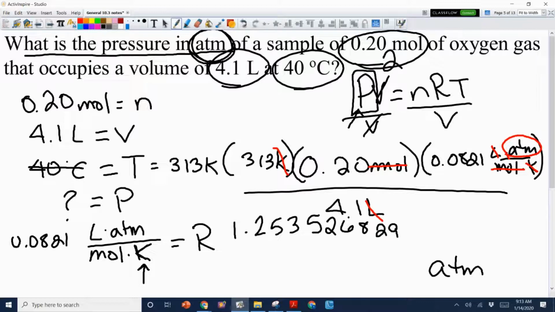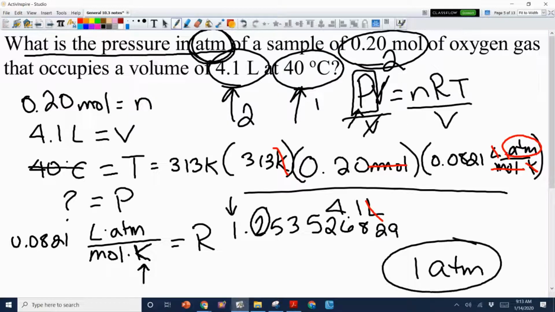So here we have 2. Here we've got 2. Here we have 1 sig fig. 40 degrees Celsius is 1 sig fig. So our answer is going to be in 1 sig fig. So there's 1 sig fig right there. So this 2 tells us whether we round that or not, and it does not. So our official answer is 1 atmosphere.